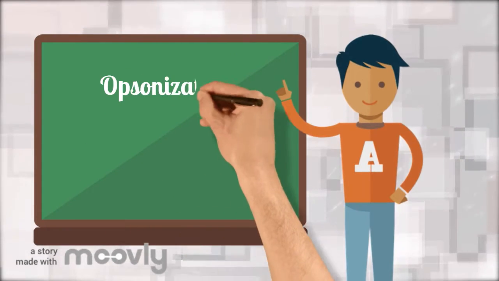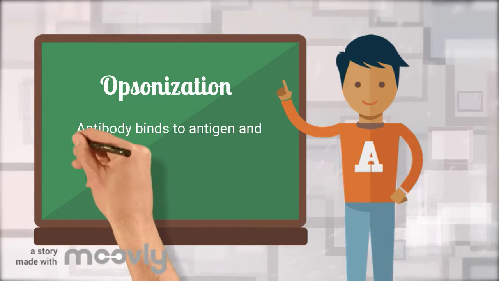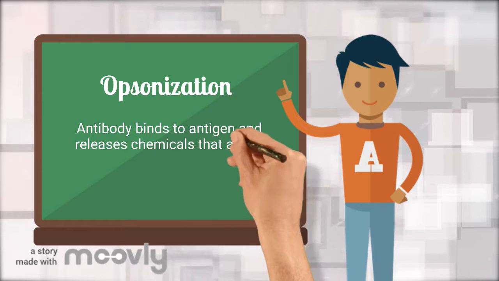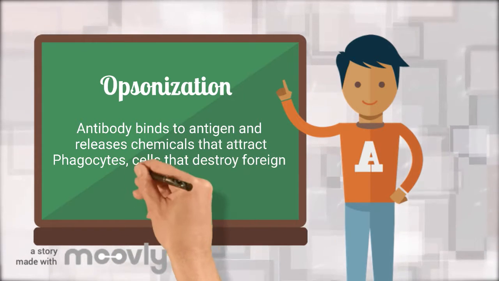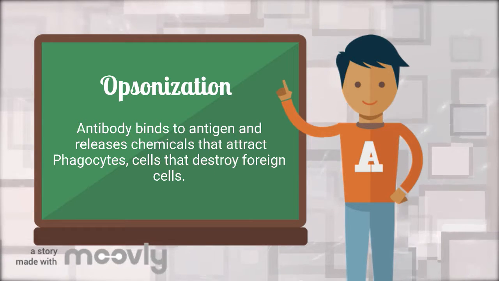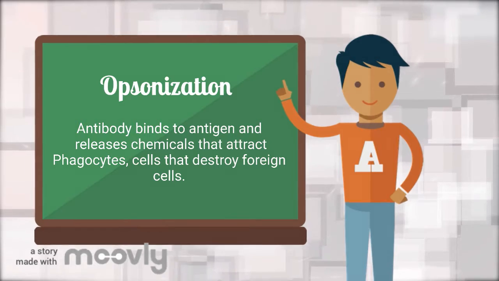In opsonization, antibodies bind to the pathogen and release chemicals to attract the phagocytic cells. The immune system has specialized white blood cells called phagocytes that consume and destroy foreign cells. There are also natural killer cells that attach and release chemicals to the pathogen to kill it.